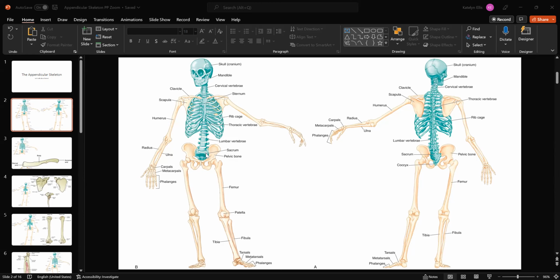So again, the axial skeleton here is in green, which is the skull, your cranium, your mandible, which is your jawbone, your cervical vertebrae, your sternum, your rib cage, your thoracic vertebrae, your lumbar vertebrae, your sacrum, and your coccyx. Now we're going to study everything else. This includes your shoulder girdle, which is your clavicle and your shoulder blade, your pelvic girdle, which are your pelvic bones, your arms, your hands, your legs, and your feet, and everything that entails.